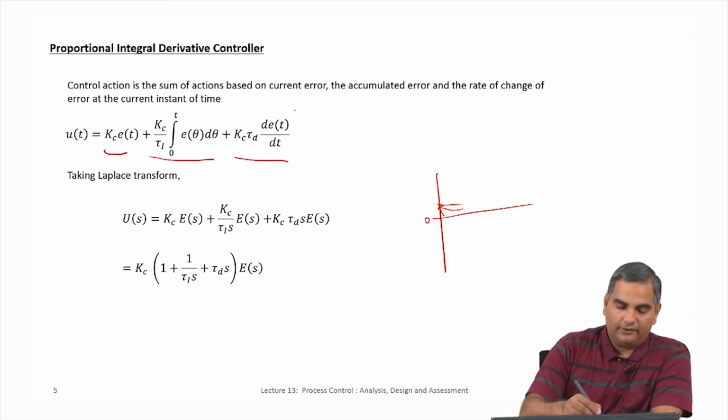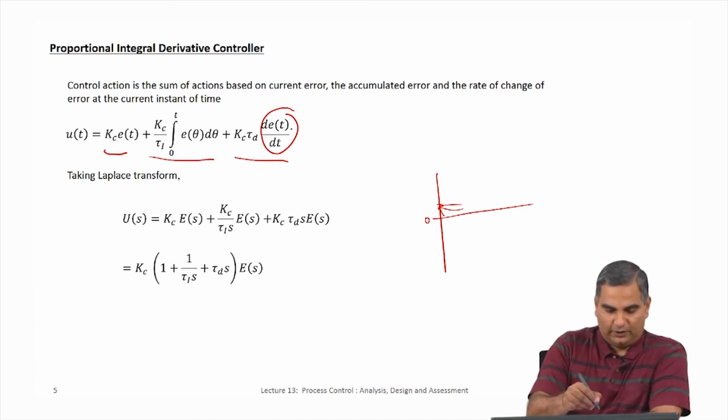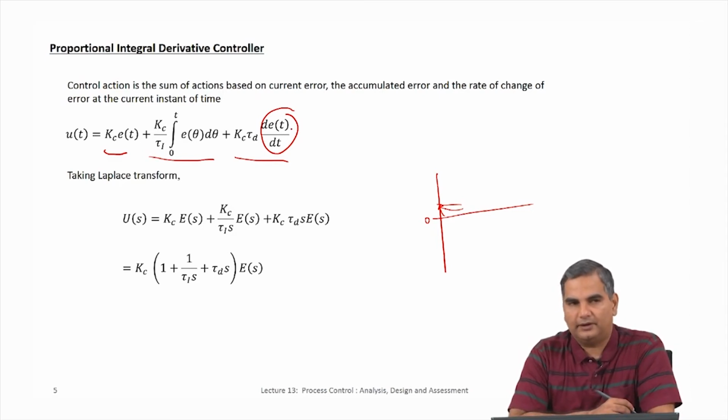So, that is given by dE by dt, and I use Kc over tau I, here Kc tau d. This is again the standard form. So, you could have called this Kc1, Kc2, Kc3, but this is a standard form in which we are going to look at this whole course material.